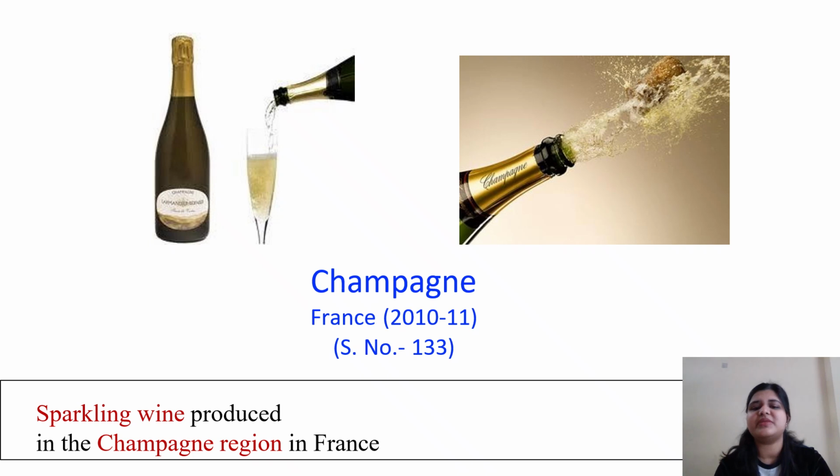So we have the famous Champagne here. Champagne is a region in France where the sparkling wine is produced, hence the name Champagne. Now you can connect the dots on how the place attributes to the quality of the good.